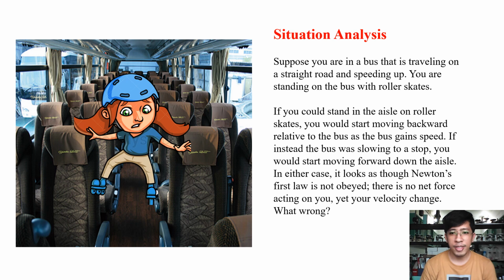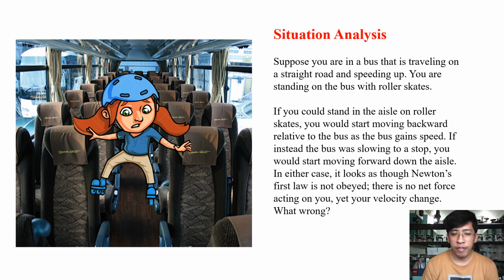Let's have some situation analysis. Suppose you're in a bus that is traveling on a straight road and speeding up, and you are inside the bus standing with roller skates, just like what is shown in the figure. Now, if you stand in the aisle on roller skates, you would start moving backward relative to the bus as the bus gains speed.